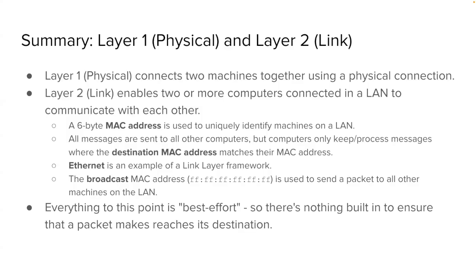And Ethernet is just an example of a link layer framework. We do have this MAC address FFFF reserved for broadcasting a message. And in this case, all the messages are best effort, so there's no guarantee that the packet will reach its destination. Think about it: let's say David's device is off when Nick wants to send the message. In this case, David will miss the packet, and there's no way for David to recover this message because it's best effort.